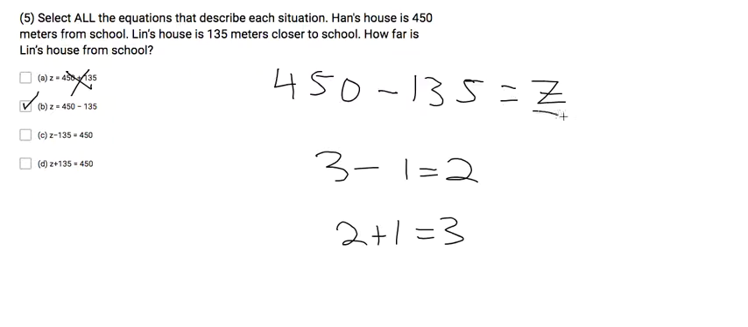If we have the z is the same thing as the 2 here, and we have the 135 here is the same as the 1, we could say that z plus 135 equals 450, which is the 3 in this situation here. So we know that D is going to give us the same result here. And this is the opposite here, so subtraction won't give us the same thing here. So our two answers are B and D.